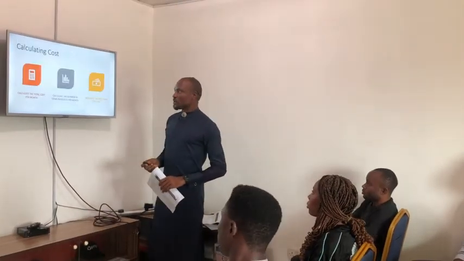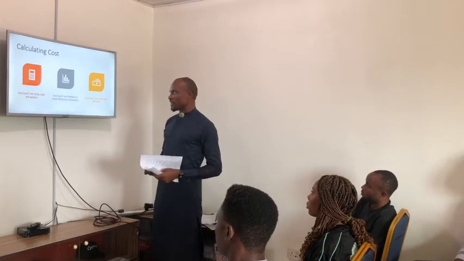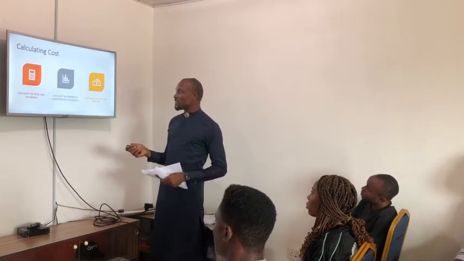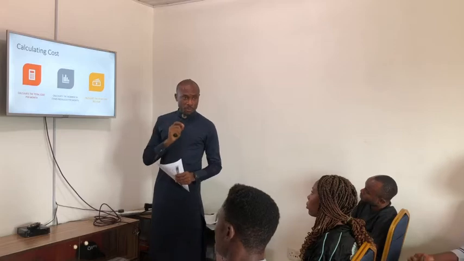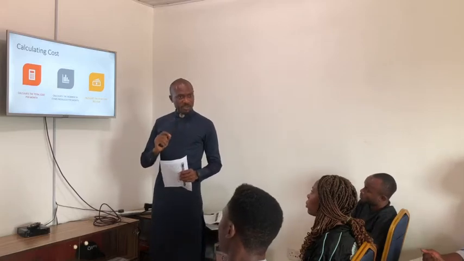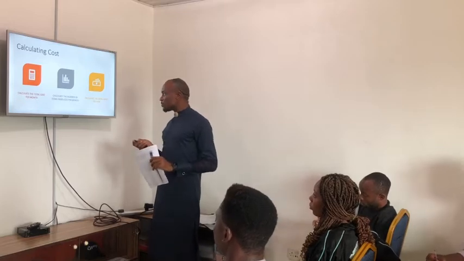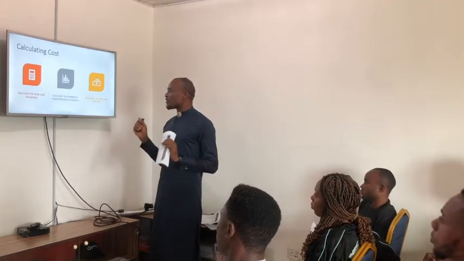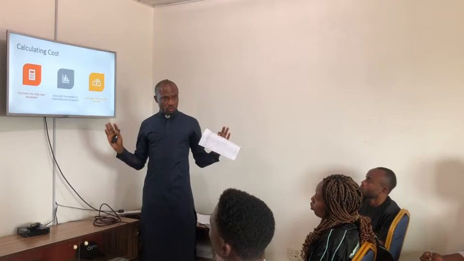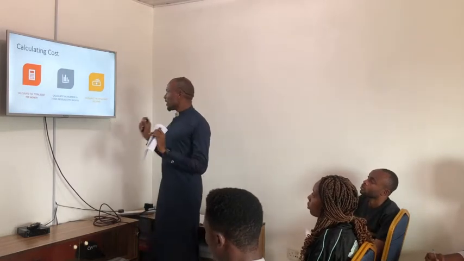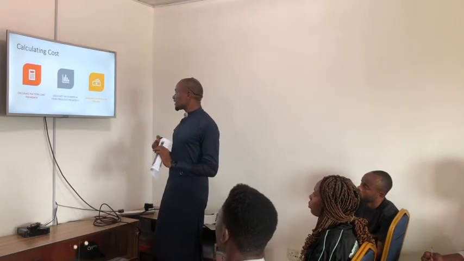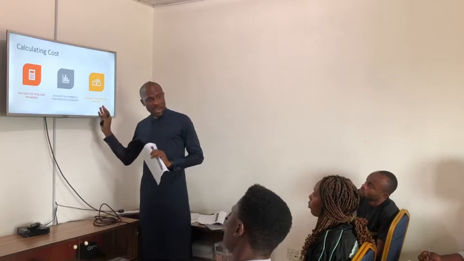Okay. So calculating the cost. The first step is what? Calculate the total cost per month. You still remember? The total cost per month. And then the next step is what? You calculate the number of items that you produced. The third step is what? Calculate the total cost per item.